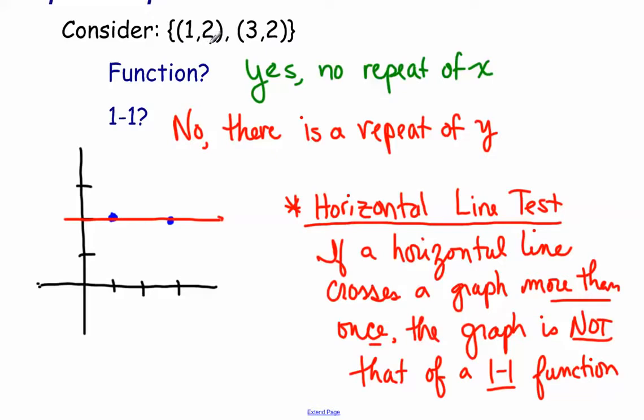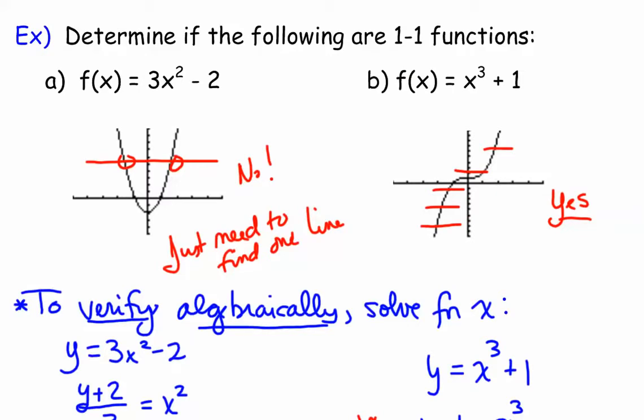And the reason we care about one-to-one is because think about what would happen if you took the inverse of this original function. Now we're starting with a function, but when I take the inverse of it, it would be (2, 1) and (2, 3). It wouldn't be a function, right? So only one-to-one functions are going to have inverses that are also functions. So that's why we care. Let's take a look at actually determining if a couple functions are one-to-one.